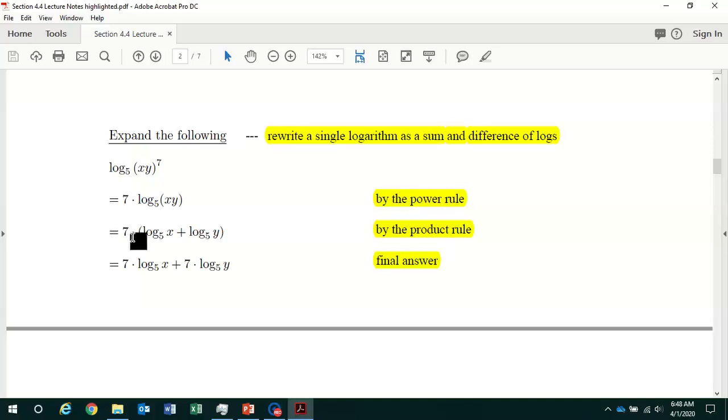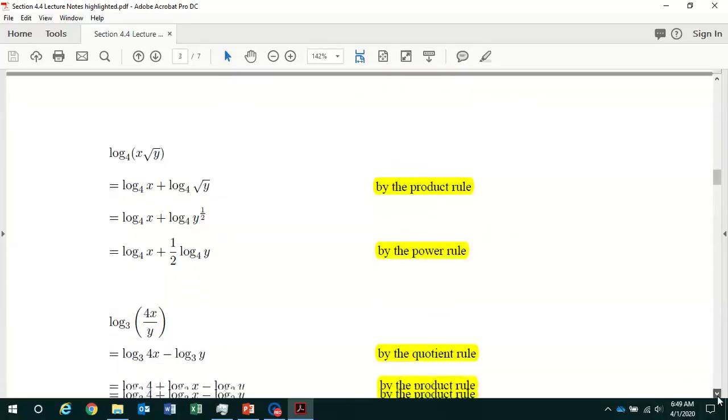And then when we distribute the 7 inside the parentheses, we have 7 times log base 5 of x plus 7 times log base 5 of y. And that's our final answer. So this log base 5 of xy to the 7th is equivalent to this down here, our final answer.